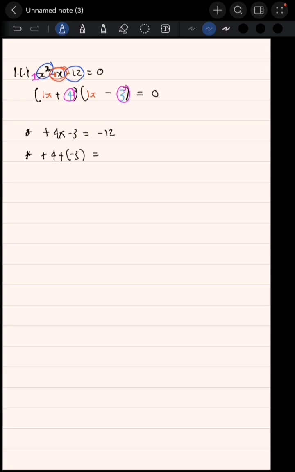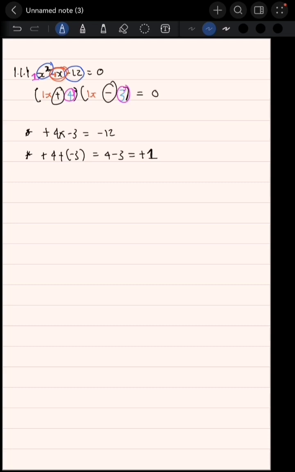This is equals to 4 minus 3, which is equals to positive 1. Does this give us the coefficient of the middle term? No. The coefficient of the middle term is minus 1, not positive 1. Therefore, the sign combination plus and a minus completely fails.